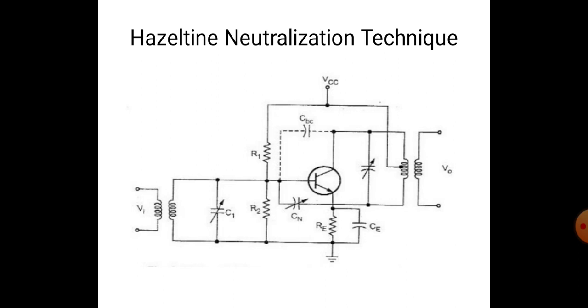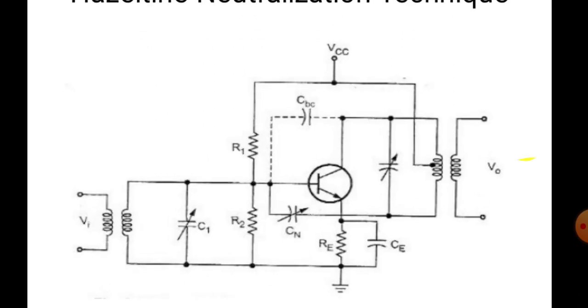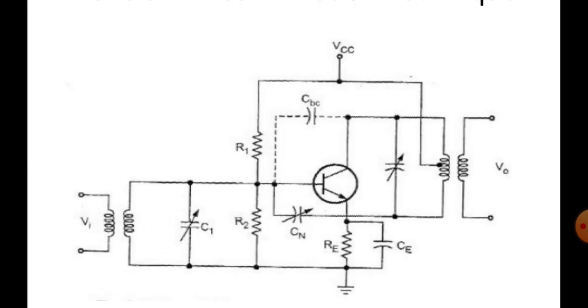This is the basic tuned amplifier circuit with Hazeltine neutralization technique. In this circuit, there is a capacitance CBC, which is nothing but base to collector capacitance, and it is indicated in dotted line because it is not practically available in the circuit, but it couples the output signal to the input and provides a feedback signal which leads to instability.